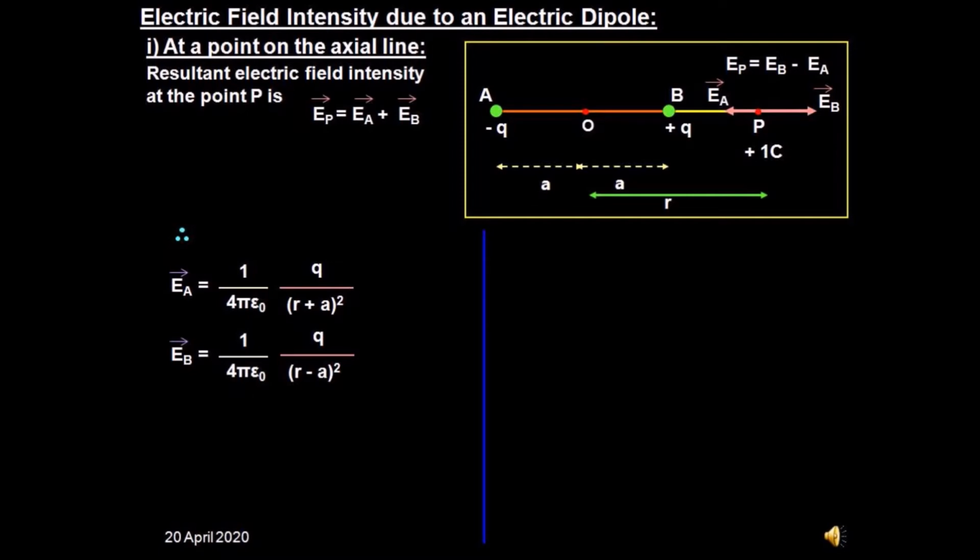The distance between A and P is r plus a. So our EA formula will become 1 upon 4 pi epsilon 0, meaning k, q upon distance squared. The distance between minus q and point P is r plus a. So the formula becomes 1 upon 4 pi epsilon 0, q upon (r plus a) squared. That is EA. So we have found the EA formula.